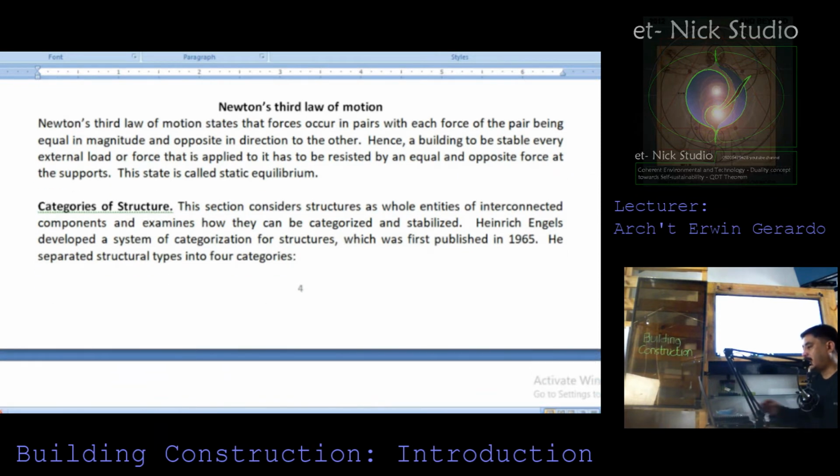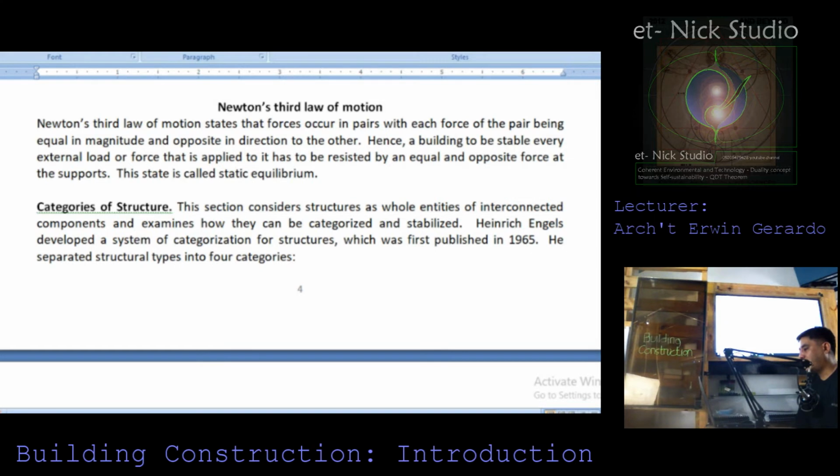Let us tackle Newton's third law of motion. Newton's third law of motion states that forces occur in pairs, with each force of the pair being equal in magnitude and opposite in direction to the other. Hence, for a building to be stable, every external load or force that is applied to it has to be resisted by an equal and opposite force at the supports. This state is called static equilibrium.